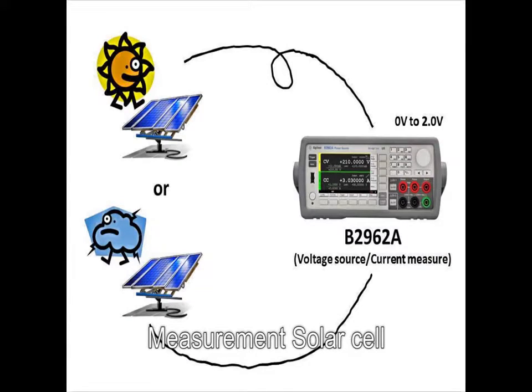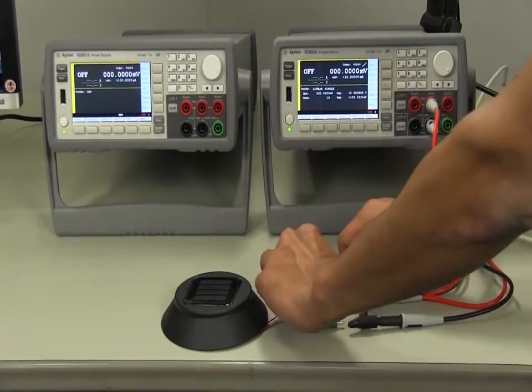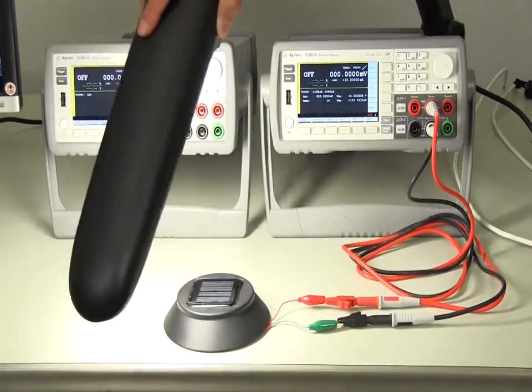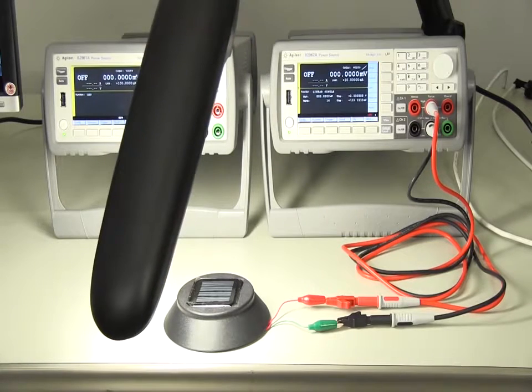Firstly, I'll measure current voltage characteristics of the solar cell in good and bad lighting conditions. I'll sweep voltage from 0 to 2 volts and measure the current. Now, I connect the solar cell to the measuring instrument. Let's move on to the measurement.